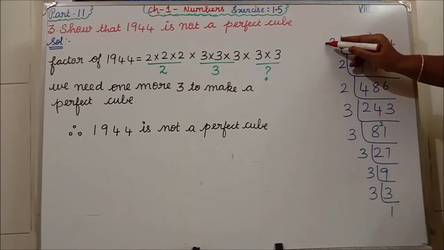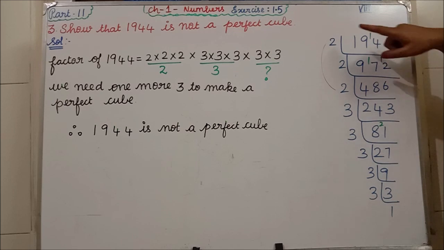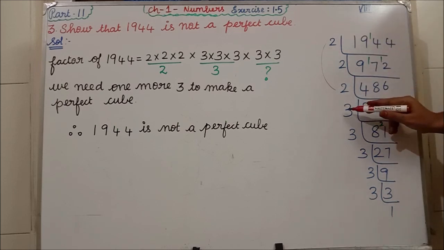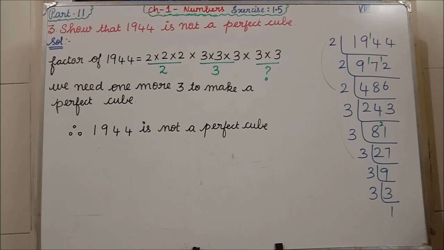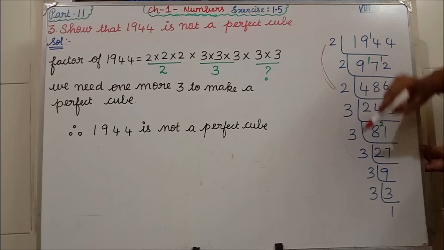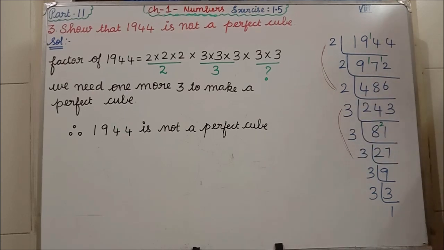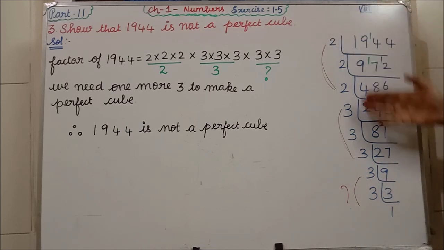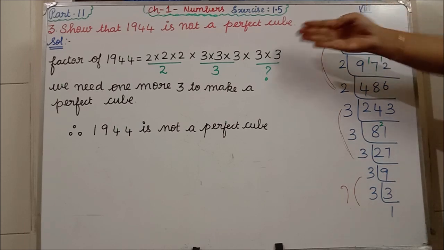Now observe the factors. If you observe, we are having 3 2s, and here we are having 3 3s. Can you observe this? So for this you don't have one more 3. If you had one more 3 for this, that number would be a perfect cube. Since one 3 is missing here, from this we can directly say it is not a perfect cube. Clear? That only we are writing in the solution.